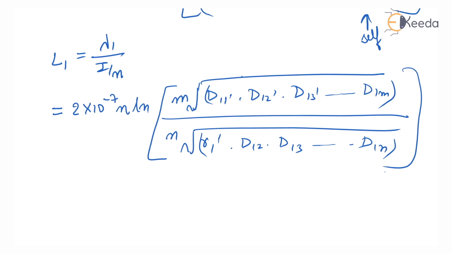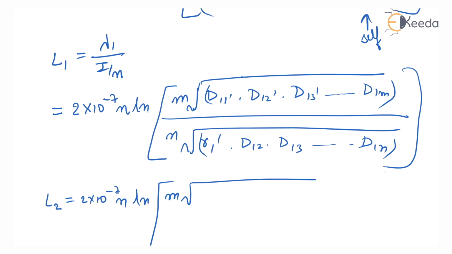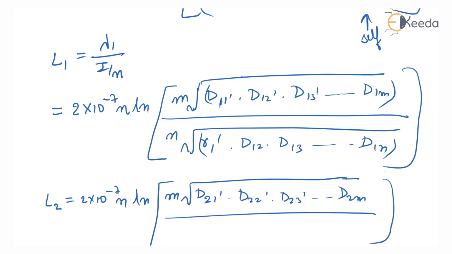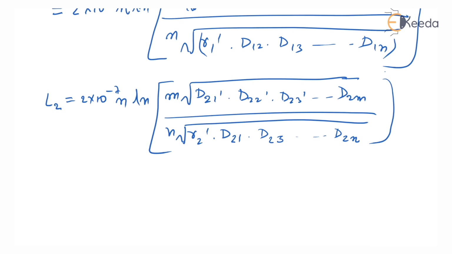Similarly, you can calculate the flux linkage for conductor 2. L2 is equals to 2 into 10 to the power minus 7 n ln m root of D21' · D22' · D23' up to D2m', upon n root of R2' · D21 · D23 up to D2n, because D22, the distance from 2 to 2, is nothing but the effective radius R2'.